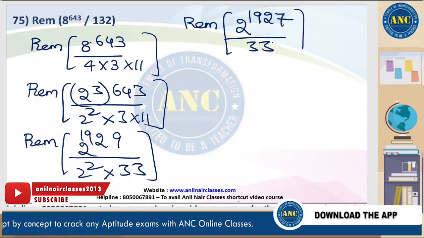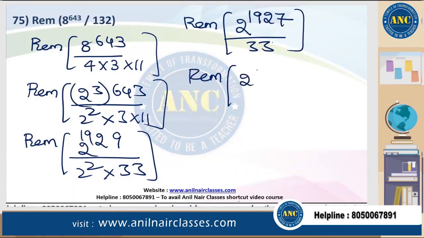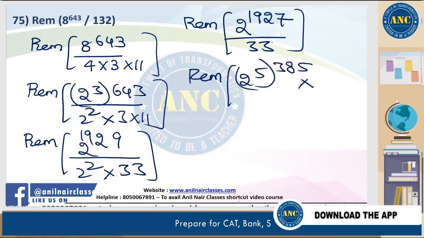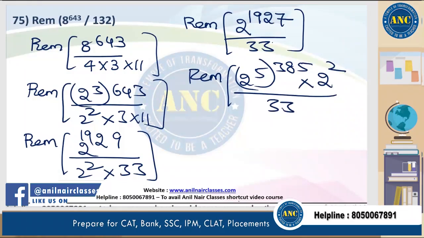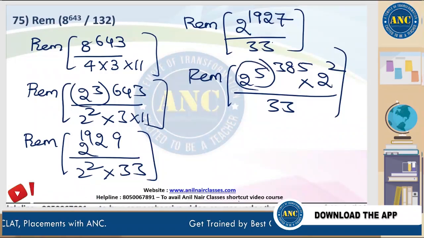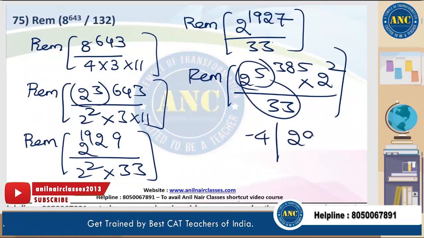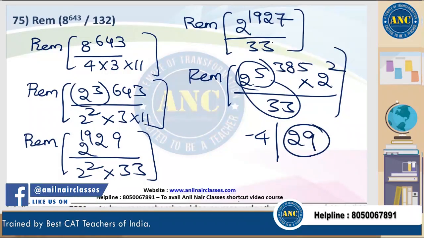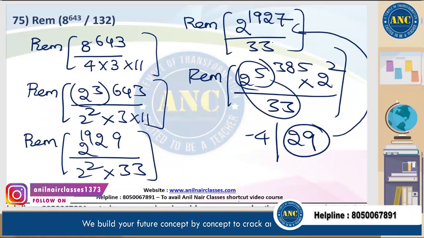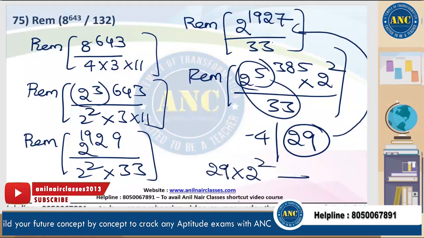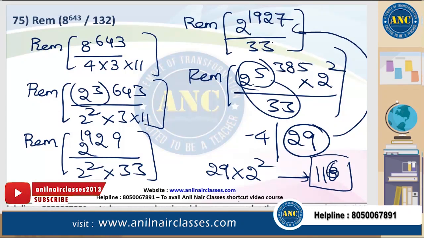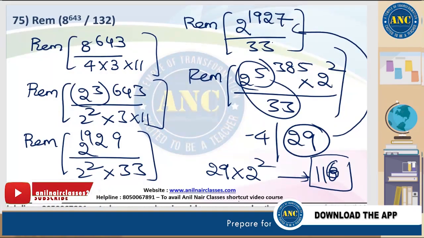1927 divided by 33. So this will become the remainder of 2 power 5. 5 threes are 15, 42. 5 eights are 40, divided by 33. This minus 1 minus 4, the answer is 29. Idea clear, right? 29 is for 2 power 1927, but I want the answer for 1929. So 29 into 2 square: 29 fours are 116. Idea is clear, right? Take the factor common out and remultiply.